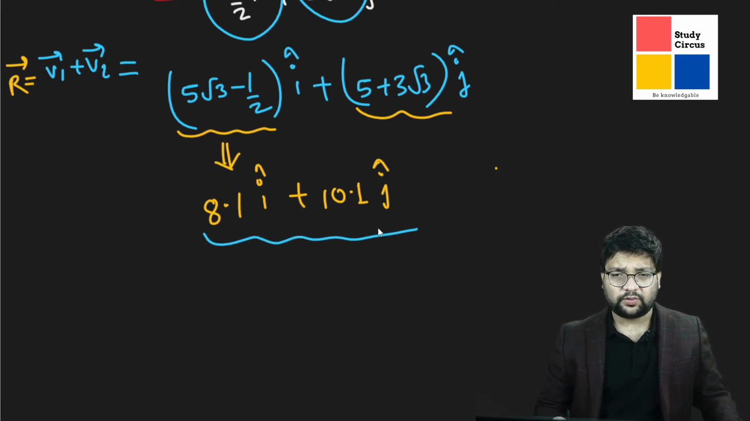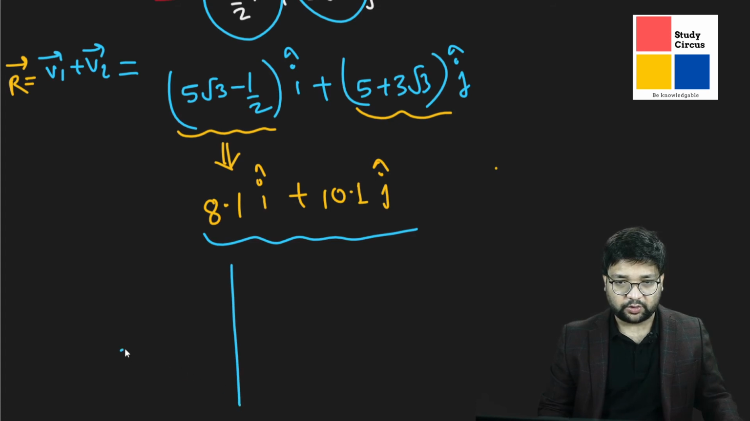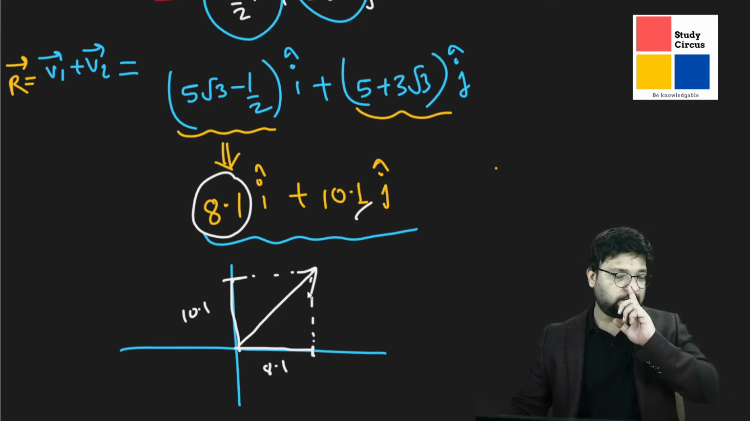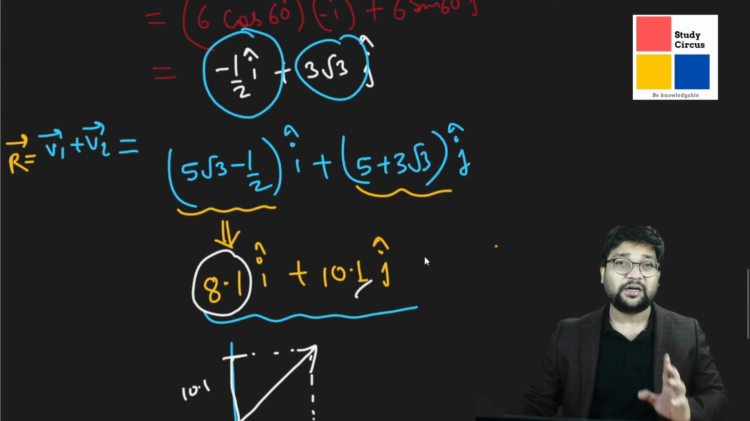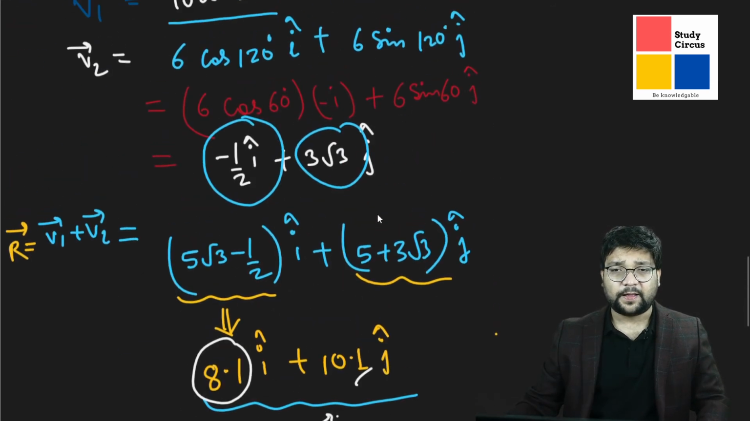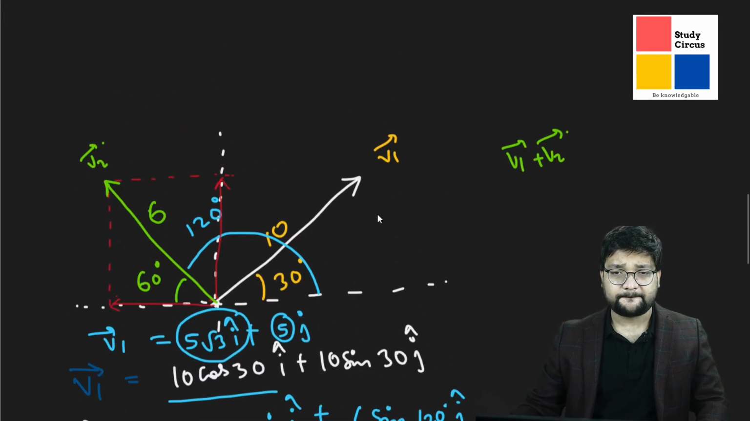So if I try to plot this resultant vector, how is it going to be? This is 8.1 along i, so just take 8.1 here, and 10.1 along j. So the vector r is like what? This vector is the resultant of the two, the r vector, the resultant of the two vectors.